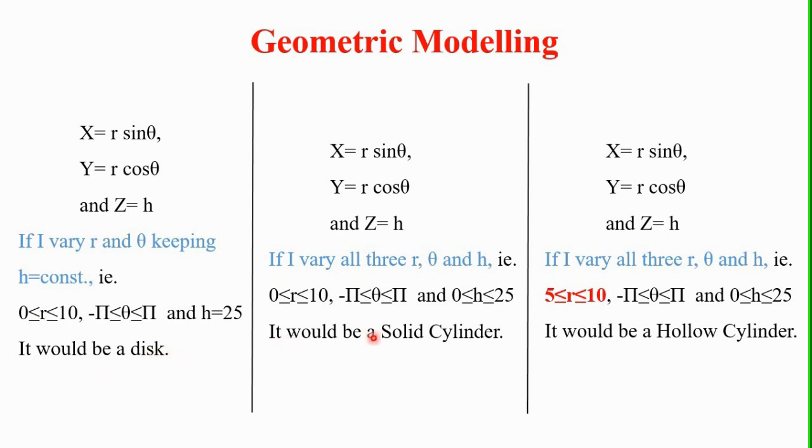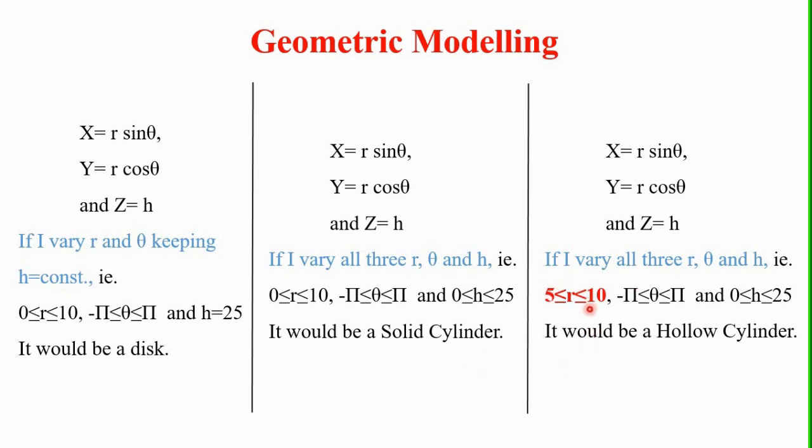Similarly, if I vary all three parameters, that is r, theta and h, when I vary r from 0 to 10, theta from minus pi to pi, and h from 0 to 25, we will get a solid cylinder. Previously we saw a cylinder, but when we vary all these three parameters, then we will get a complete solid cylinder. A solid entity, a solid model, we got here.